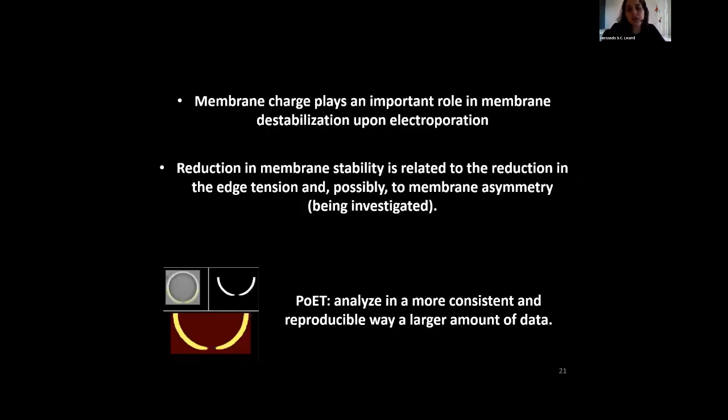And so in this work, we show that the membrane charge indeed plays an important role in membrane destabilization upon electroporation, and that this reduction in the membrane stability is related to the reduction in the pore edge tension, but also possibly to membrane asymmetry, which is something that I'm investigating now. And we also show that with POET, we can analyze in a more consistent and reproducible way a larger amount of data.